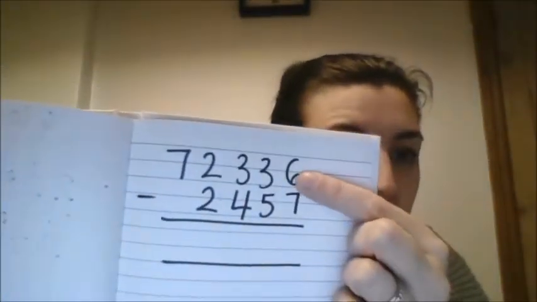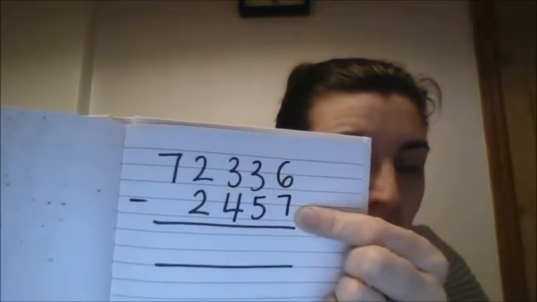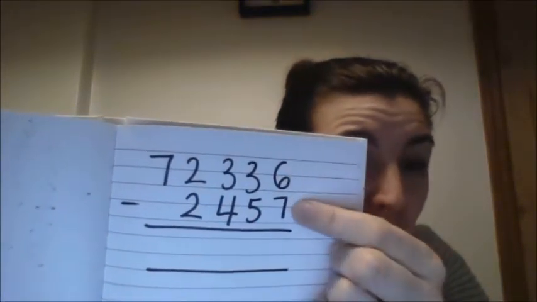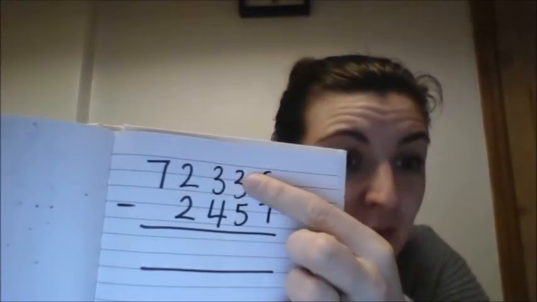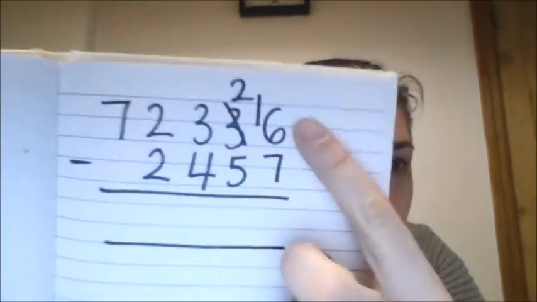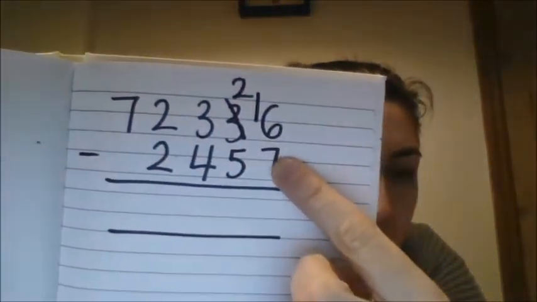So I'm starting here. So 6 take away 7. So because 6 is smaller than 7, I know I can't do that, so I'm going to have to borrow. Gives me 16 take away 7. Okay, so 7, count until I get to 16. So 7, 8, 9, 10, 11, 12, 13, 14, 15, 16. So that's 9.